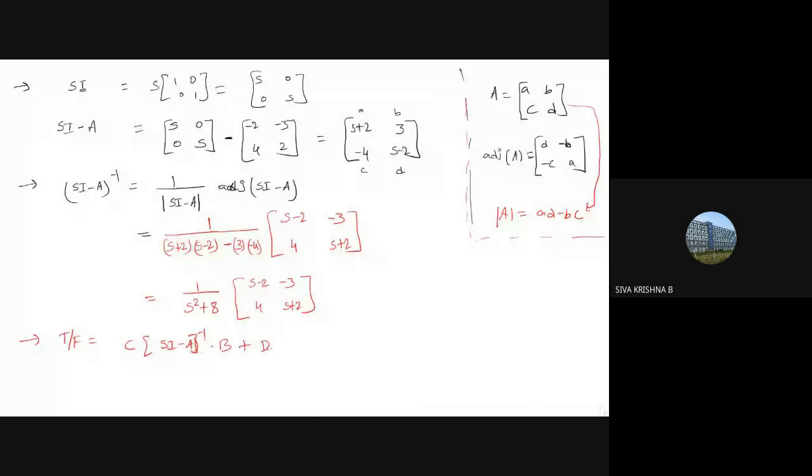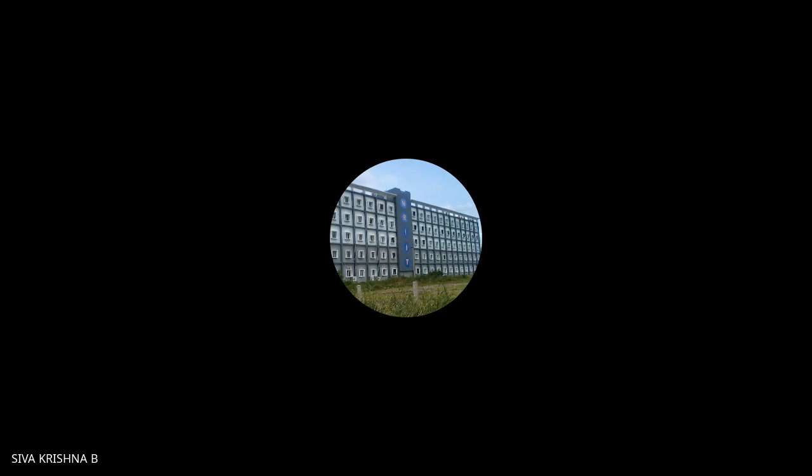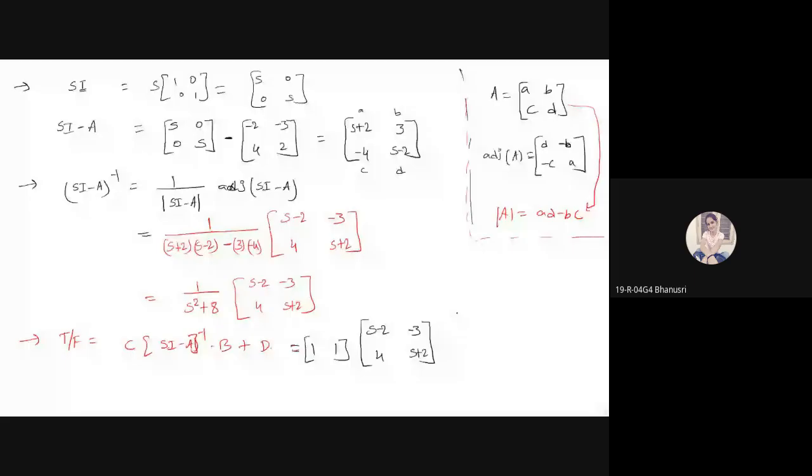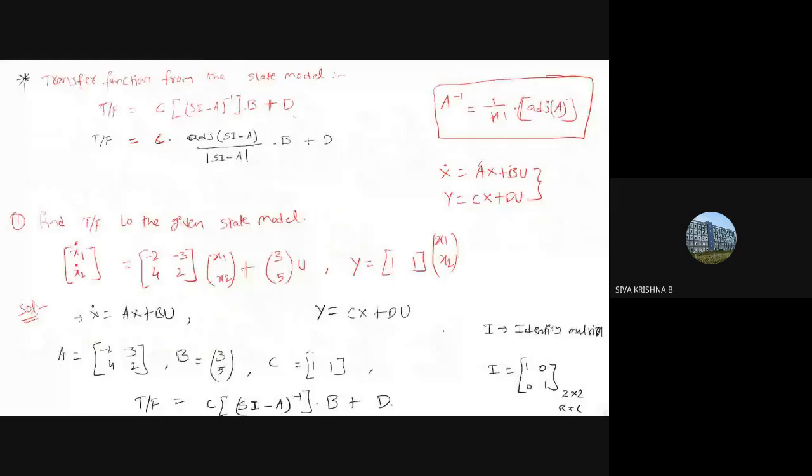D as a matrix, 1, 1. C matrix 1, 1. B matrix 3, 5.